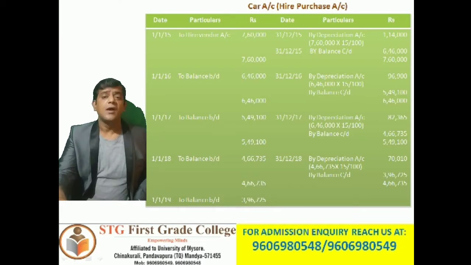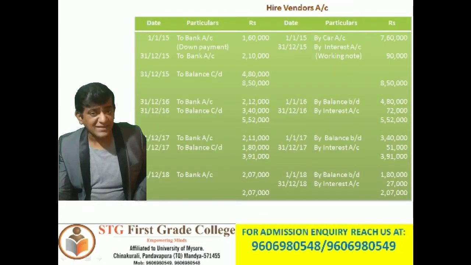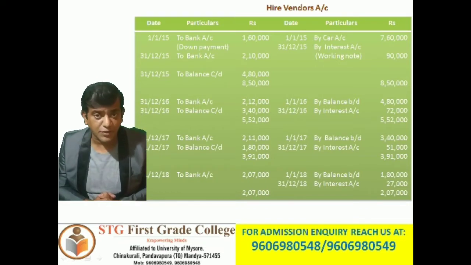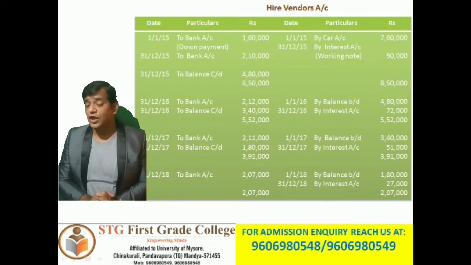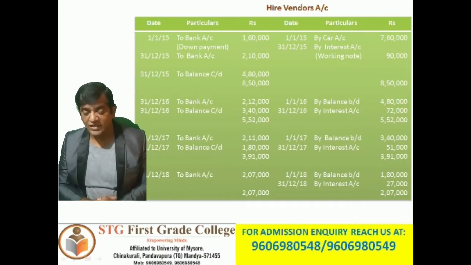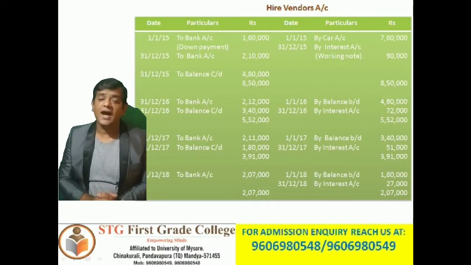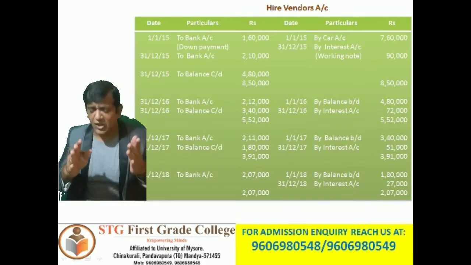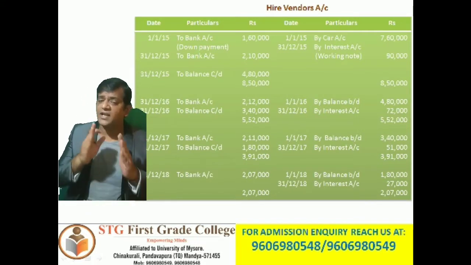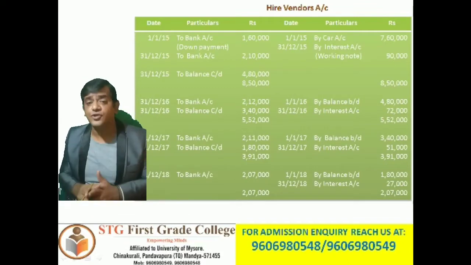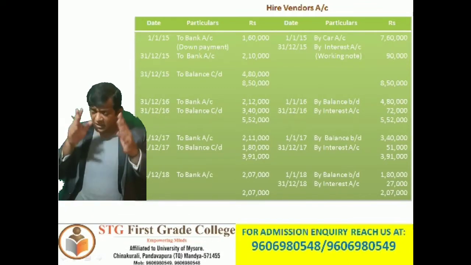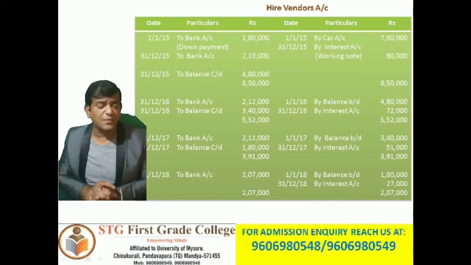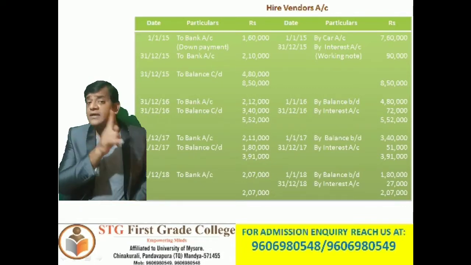So further moving on to hire vendor account. So hire vendor account, here we are going to calculate the installment money, then interest, which we are paying to the hire vendor. So open hire vendor account with 6 column table. Date, particulars, rupees, date, particulars, rupees. Clear? So now always we start solving hire vendor account from credit side.